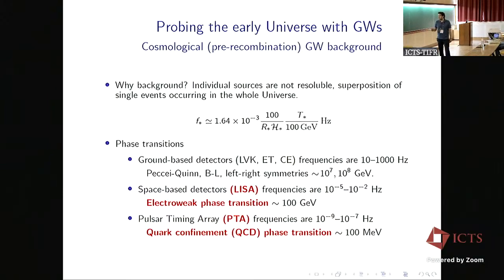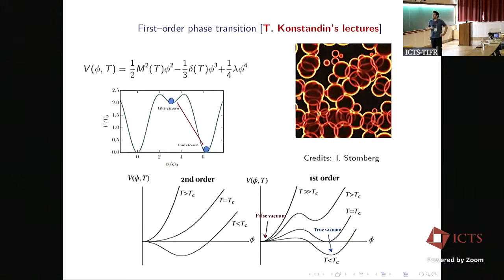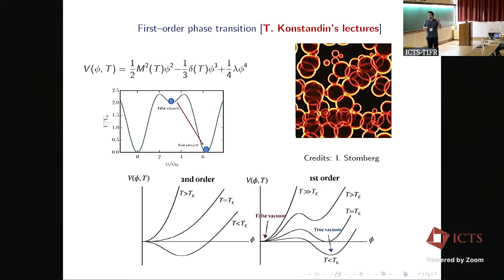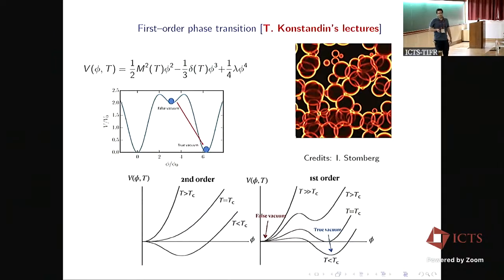So if we think about phase transitions, of course, then we can try to probe the electroweak phase transition with LISA, or we can try to probe the QCD phase transition with PTA. And that, of course, you have heard by many people. So I will now very briefly discuss my take on the current status of gravitational wave production from first order phase transitions, also going towards the end of what Thomas has been covering in his lectures.